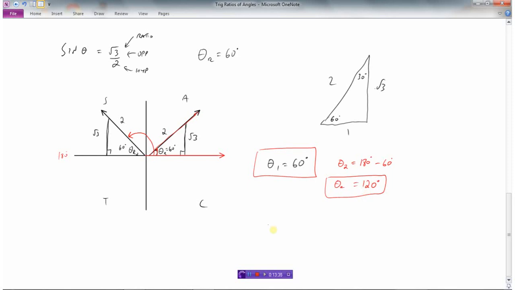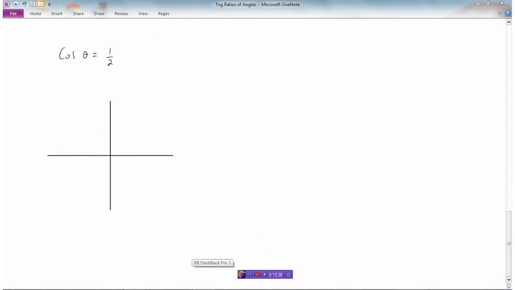Let's look at another example. How about cosine theta equals 1/2? Okay, so this is a positive ratio. So I need to figure out where is cosine positive.